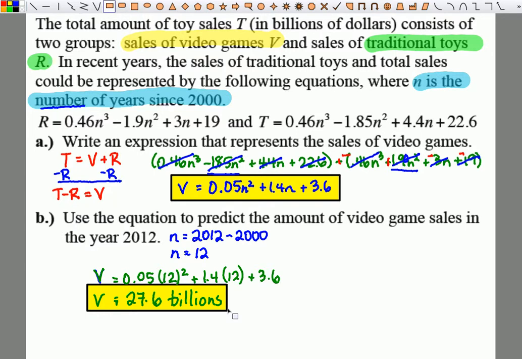I hope this example helped you see how you can add and subtract polynomials in a real life situation, and then use it to predict the amount of video game sales or any other kind of future value.